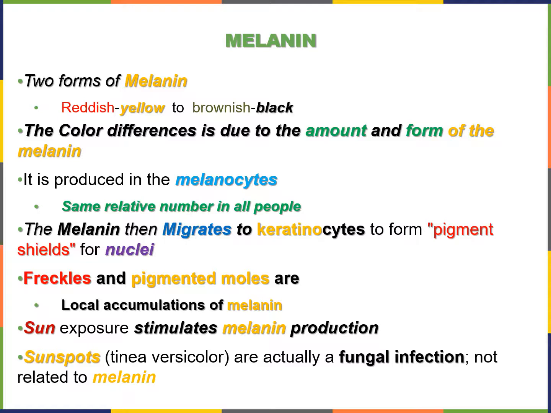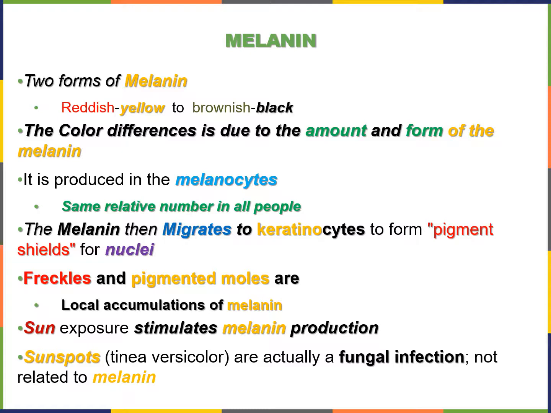There are basically two forms of melanin, the reddish to yellow and the brownish to black, and skin color differs again due to the amount and the form of the melanin produced. The melanin migrates from the melanocytes in those melanosomes to the keratinocytes to form the pigment shields, which are there ultimately to help protect the nucleus of the cells from ultraviolet radiation from the sun. Freckles and pigmented moles are just local accumulations of the pigment.